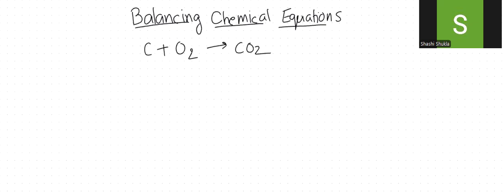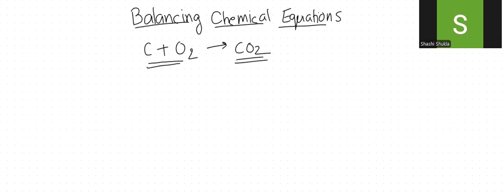Hello kids, today we are going to learn balancing chemical equations. So what does balancing a chemical equation mean? That is, the molar mass on the left hand side of the equation, that is for the reactants, should be equal to that of the products, that is on the right hand side of the equation.